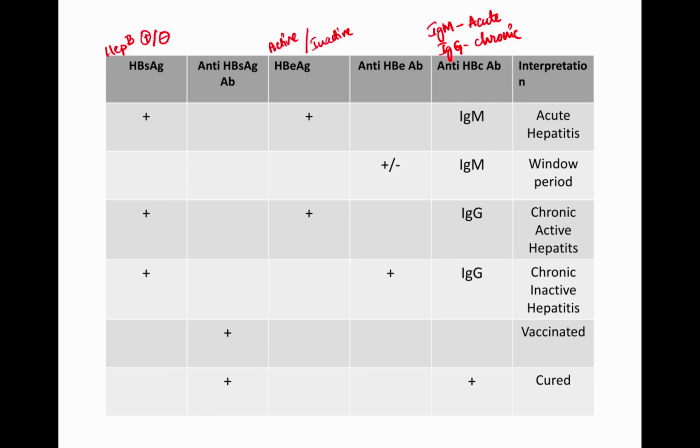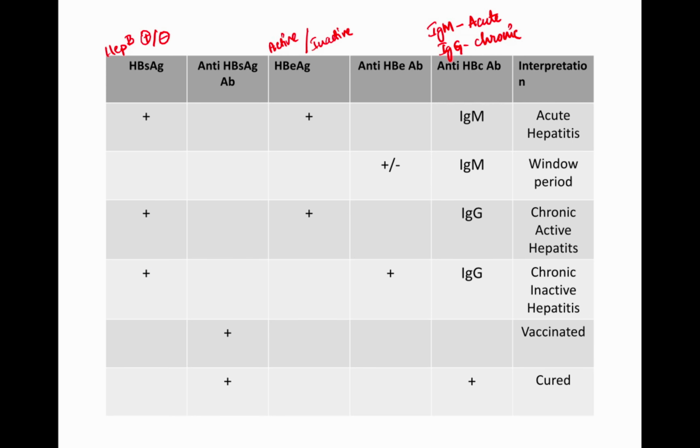Next, the third one. See, HBsAg, the surface antigen, is present, which means hepatitis B is present. Next, HBe antigen is also present, which means it is active. Next, IgG is present, which means it is chronic. So, chronic active hepatitis. As simple as that.